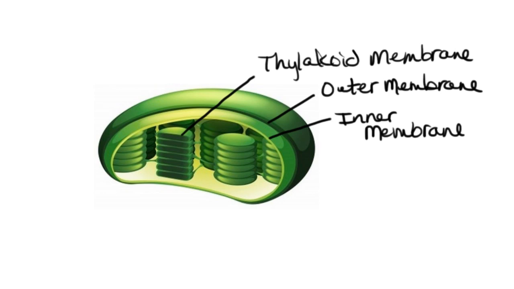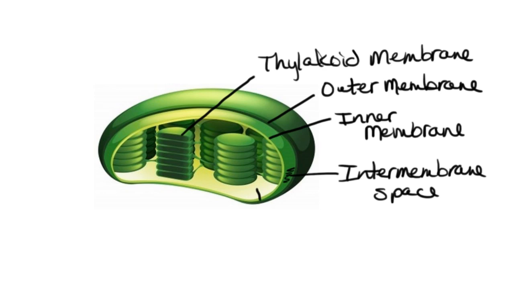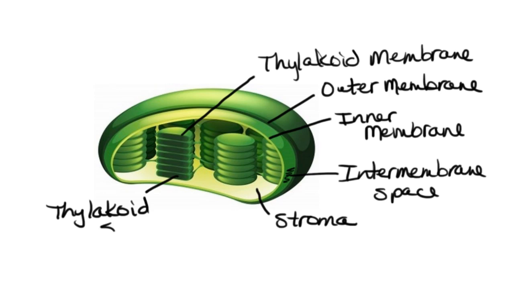As for the fluid-filled compartments, we have 3 of them. One is all the space between the inner and the outer membrane, which is called the intermembrane space. This area here is called the stroma. And then we have the area on the very inside of the thylakoids, which we refer to as either the thylakoid space or sometimes the lumen. Both terms would be correct.